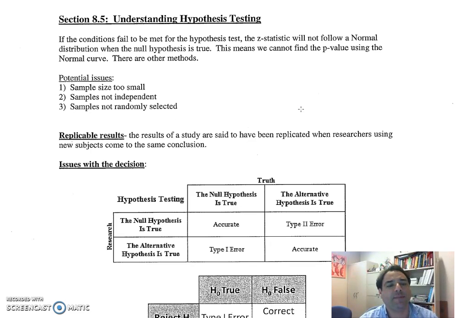And then to finish off the chapter, understanding hypothesis testing. If the conditions fail to be met for the hypothesis test, the Z statistic will not follow a normal distribution. That's why we always do the conditions, to make sure everything passes, so we can assume it's normal, so we can do a Z. This means we cannot find the p-value using the normal curve. There are other methods. Some issues would be if your sample size is too small, if your samples are not independent, or if your samples are not random, they would break the conditions. So we want to make sure we pass the conditions to do a Z test.